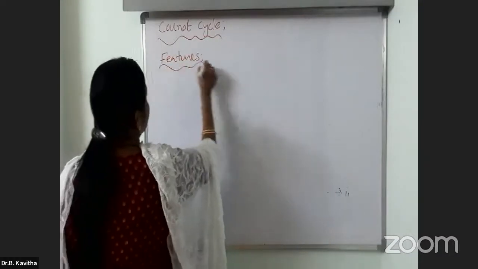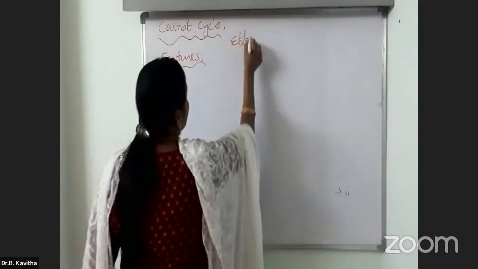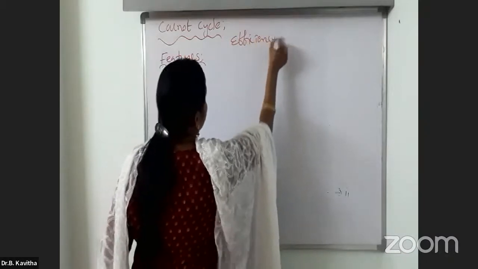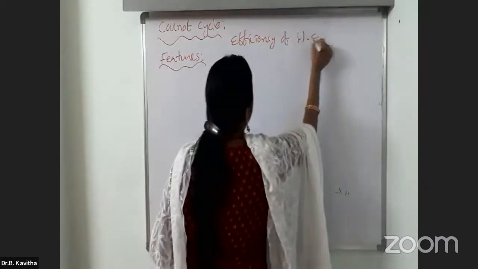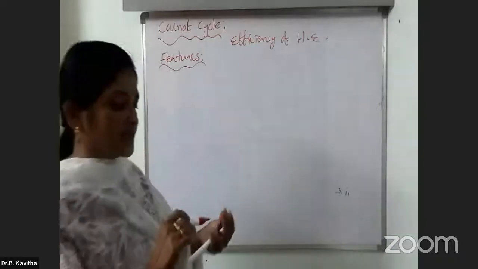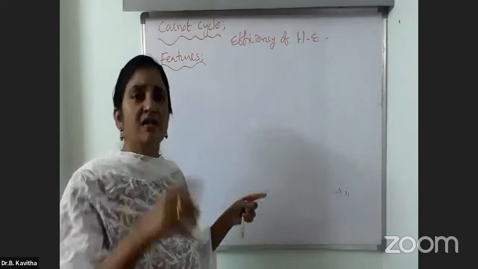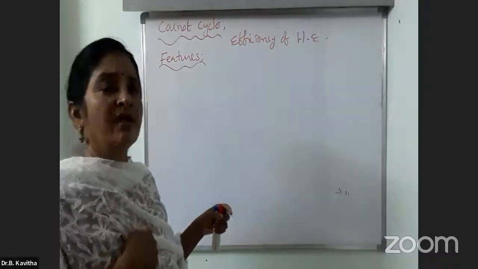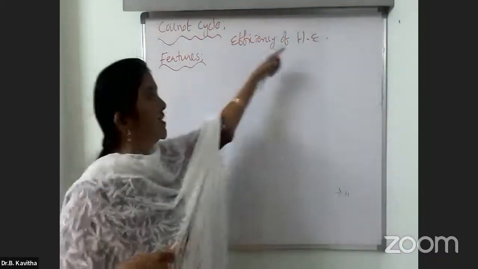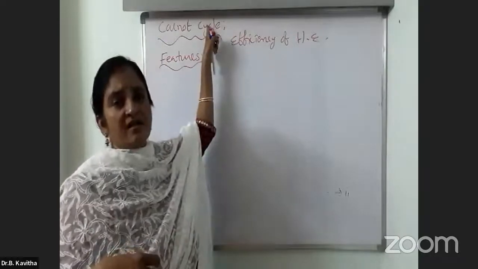Features of this Carnot cycle are the heat engine. What did he calculate? Remember this: he calculated the efficiency of the heat engine. But which heat engine did he use to calculate the efficiency? That you have to know. Now I am telling you about the features of this heat engine used for this Carnot cycle.